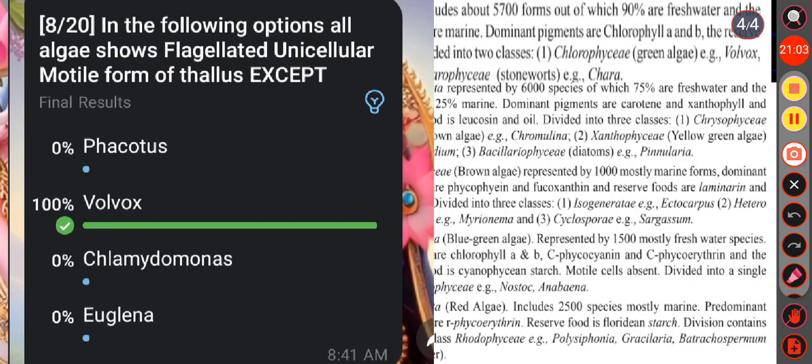Then next question: in the following options, all algae show a flagellated unicellular motile form of thallus except option A, Phacotus; option B, Volvox; option C, Chlamydomonas; option D, Euglena. Here the correct answer is option B, that is Volvox. Volvox is a multicellular organism that forms spherical colonies, and the type of thallus is called motile coenobial form, right?